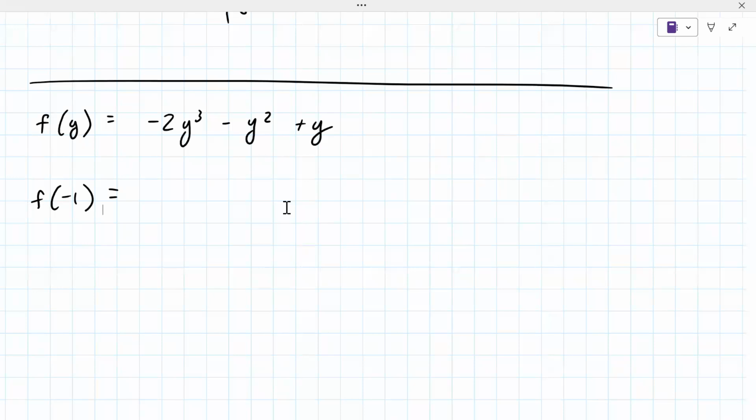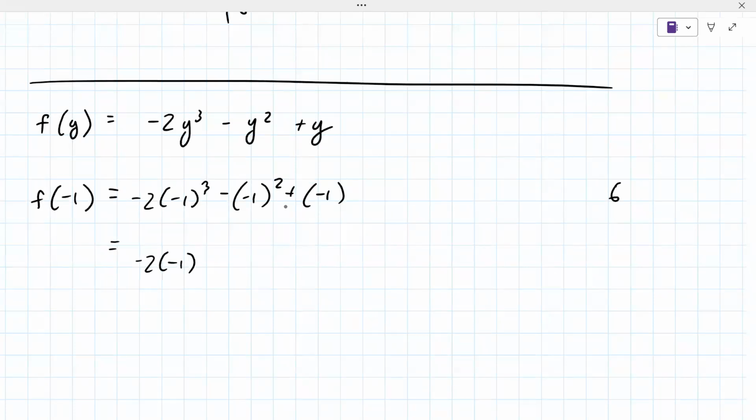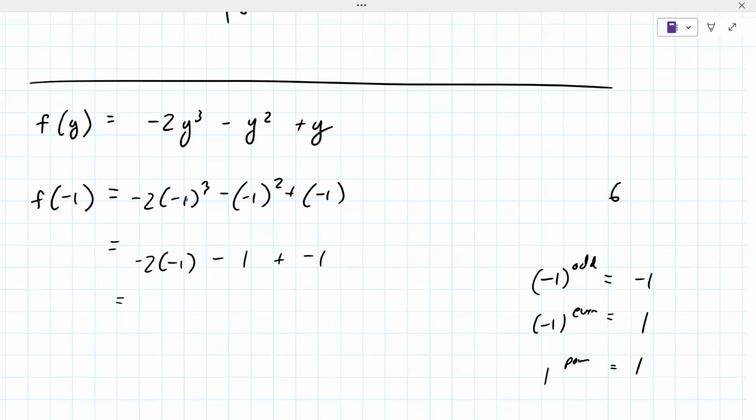Okay, I have 6. Let's take a look here. So -2 times -1 cubed minus 1 squared plus -1. So it's -2 times -1 for -1 to the power of 3. Basically, -1 to an odd power is always -1. -1 to an even power is always +1. And 1 to any power is always 1. This becomes -1 plus -1. So still having some issues here with signs.